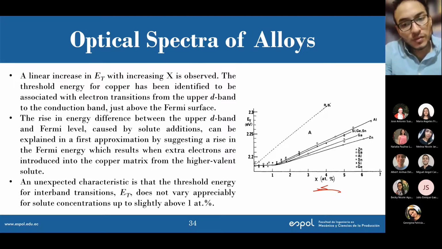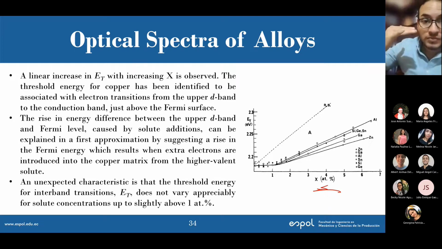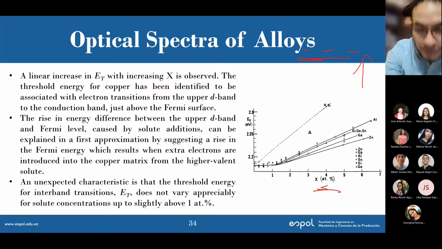You can see here, interestingly enough, that for example, gallium has 3 valence electrons, versus zinc has 2 valence electrons. You will expect that because you have more electrons, there will be a rise in the Fermi energy, a bit more than in zinc if you're comparing it to gallium, and that actually happens. So you're raising the Fermi energy. Let's say your Fermi energy was here, now you're raising it a bit more. So now you need more energy.